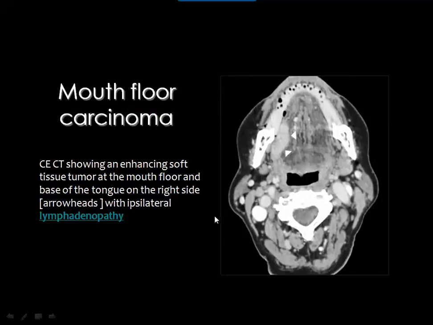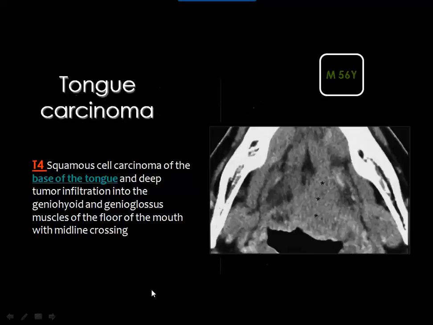Then looking at this example, you can see an enhancing mass in the right side of the mouth floor, and this mass is confined to the right side. It has not crossed the midline. One of the important issues is to look for lymphadenopathy. If you look carefully here, you can see this is the sternomastoid muscle, and this is the lower part of the parotid gland, and here you can see these lymph nodes. This is one lymph node, and this is the second one. Then you have some metastatic lymphadenopathy ipsilateral to the tumor. And this is also an example which shows a mass with relatively well-defined borders.